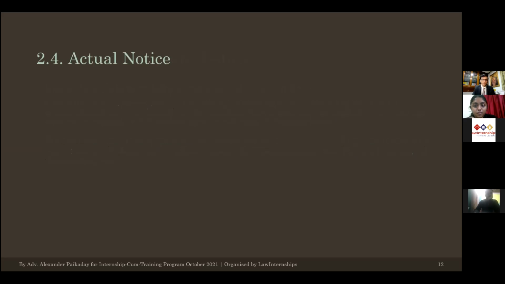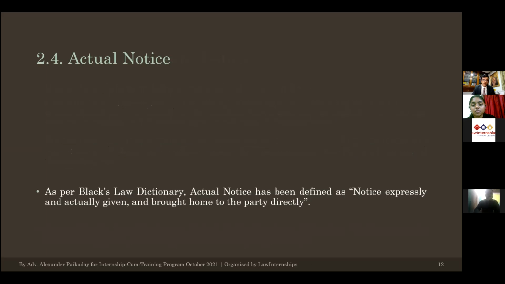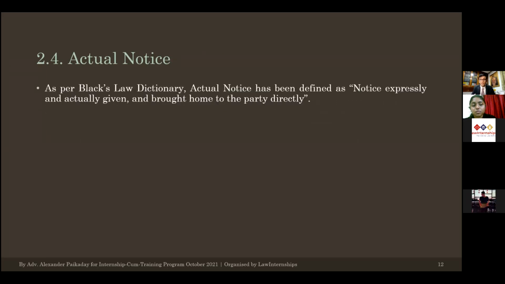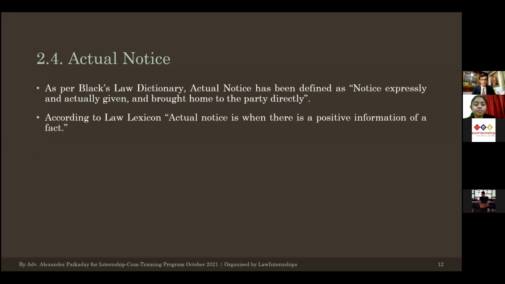Now, actual notice. An actual notice is, as it says, actual and expressed, when a notice of any fact is given to a person either orally or in writing. Actual notice may be either expressed or implied. In the one, it is established by direct evidence. In the other, by proof of circumstances by which it is inferred as a fact. Black's Law Dictionary says that it is notice expressed or actually given or brought home to the party directly. According to Law Lexicon, actual notice is when there is positive information of a fact.